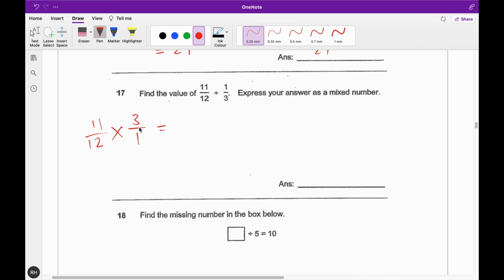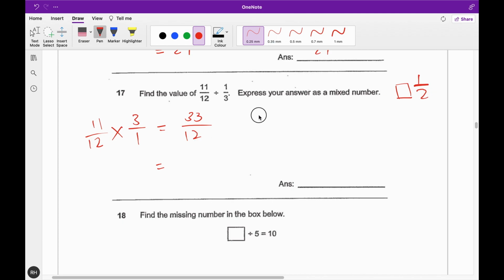So now we'll times the numerator with numerator and denominator with denominator. So 11 times 3, we have 33, and 12 times 1, we have 12. Express your answer as a mixed number. So mixed number basically means we want to have a whole number in front, and then a fraction at the back.